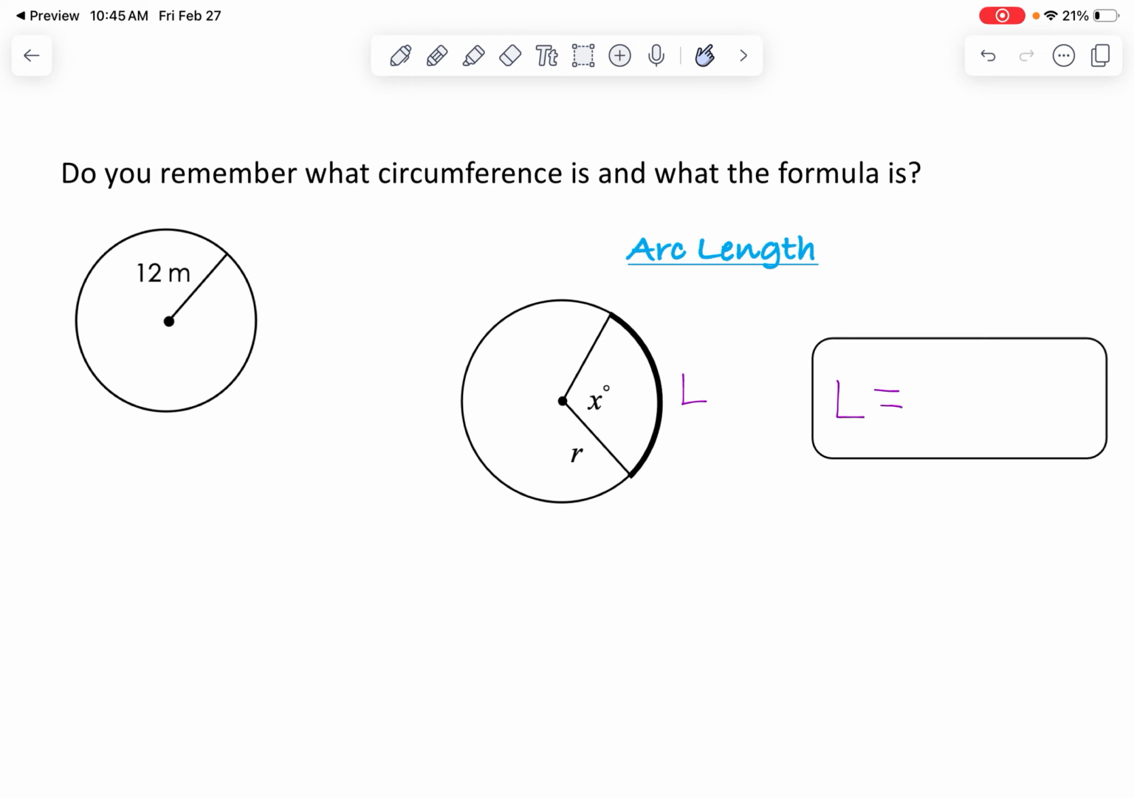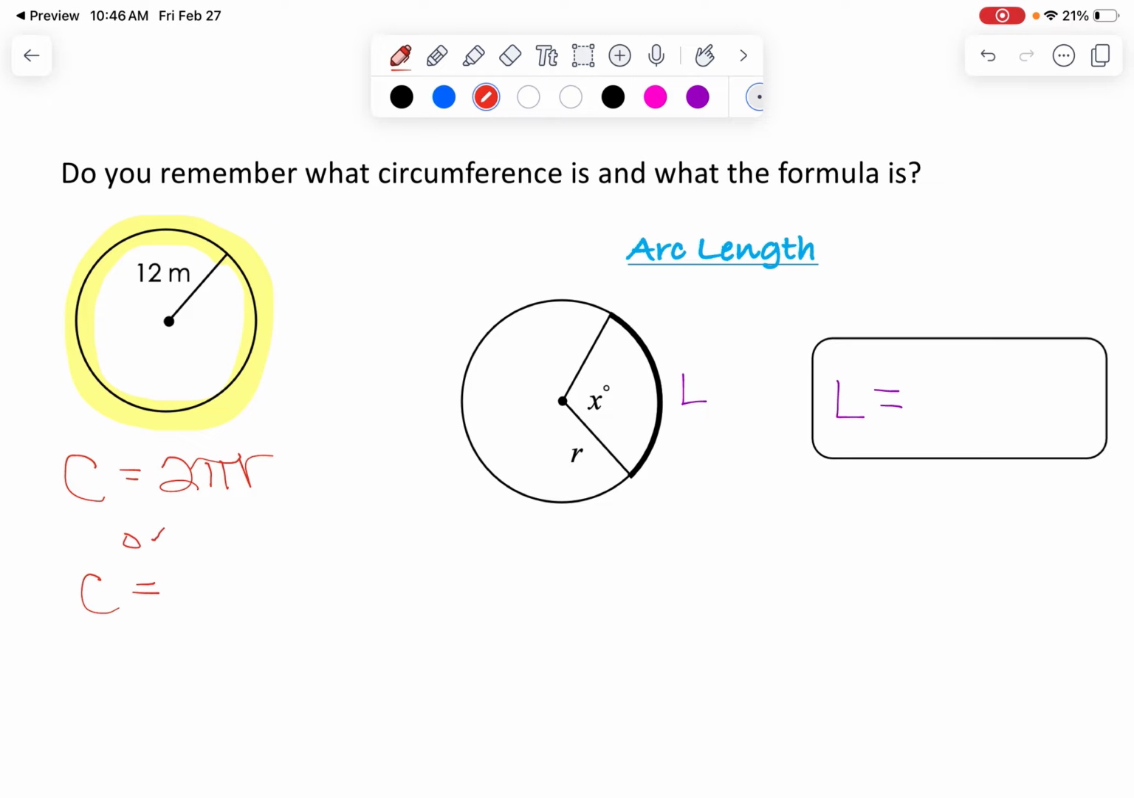All right. Do you remember what circumference is and what the formula is? So the circumference, if you'll remember, is the distance around a circle. It's the perimeter, but for a circle, right? So we call that circumference. And you can find the circumference in a couple of different ways. One is C is equal to 2 pi r, or you could say C is equal to pi times diameter. Remember, r stands for radius. So either one of those is fine.